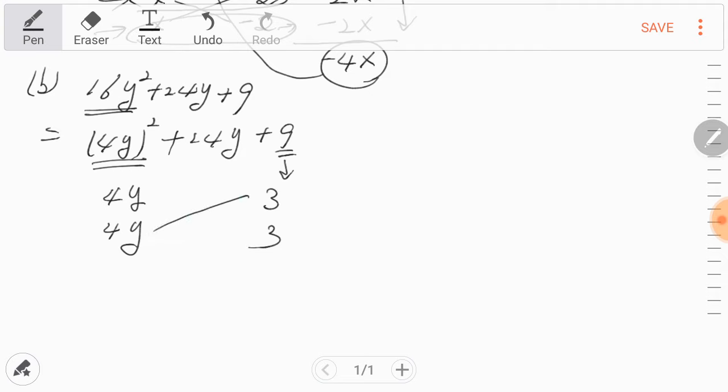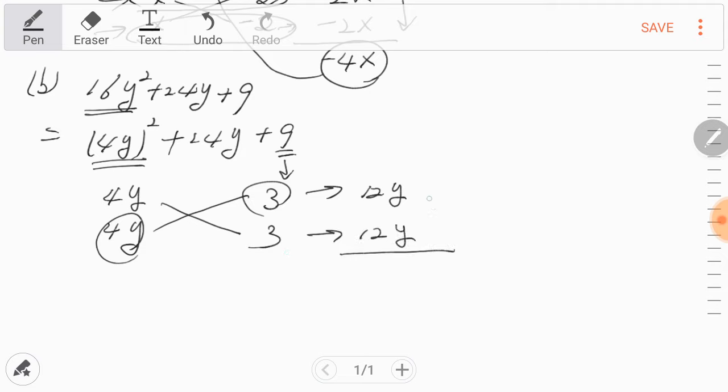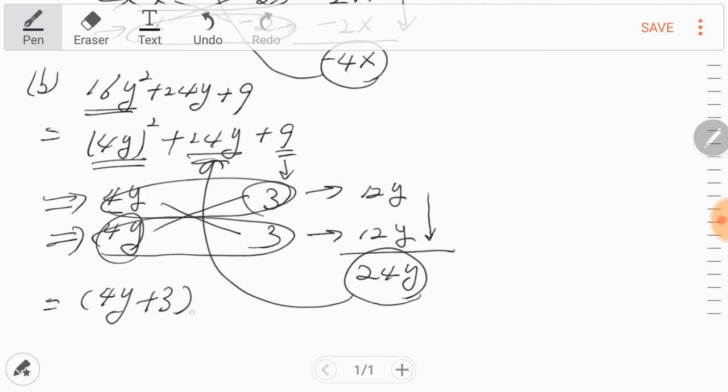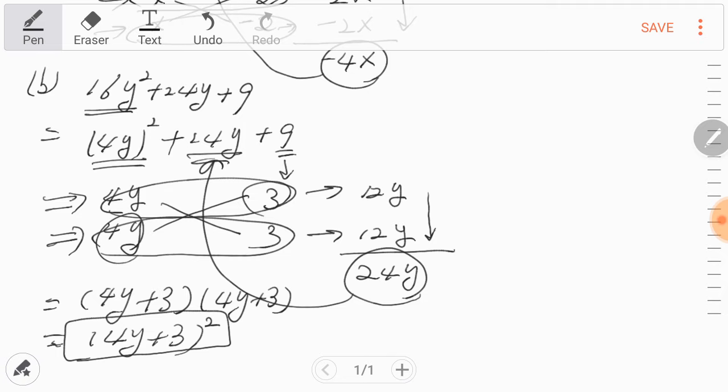Then do the cross multiply, so multiply diagonally. 4y times 3 is 12y, and 4y times 3 is 12y, and then add these two results. So 12y plus 12y is 24y, and this result is the same as the term in the middle. So we found two factors, two binomials. This is equal to the first line times the second line, so 4y plus 3 times 4y plus 3. Actually, these two binomials are the same, so we can square the binomial: 4y plus 3 squared.